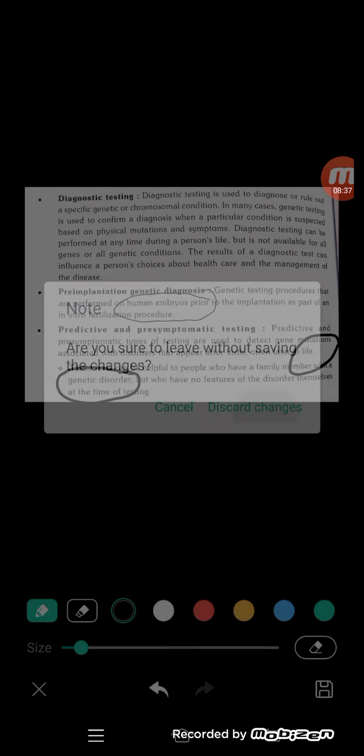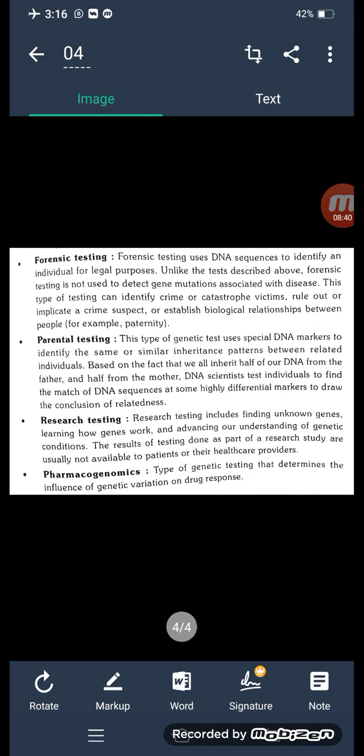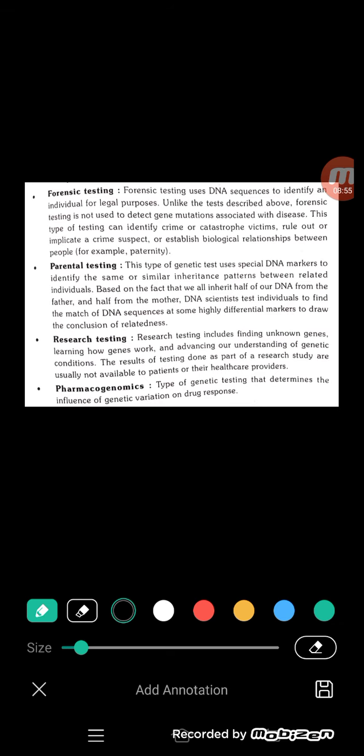And one more test is forensic testing. Forensic testing is especially used to identify individuals in crime cases. Here, forensic testing uses a DNA sequence to identify an individual for legal purposes only. Unlike the tests above, forensic testing is not used to detect gene mutations associated with diseases. The gene sequence is identified especially for crime suspect purposes, and biological relationships between two persons are determined using forensic testing.